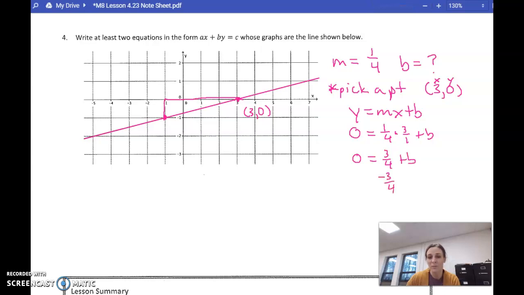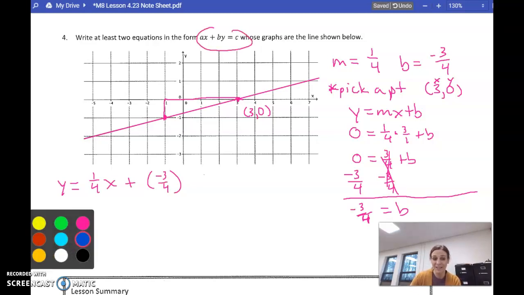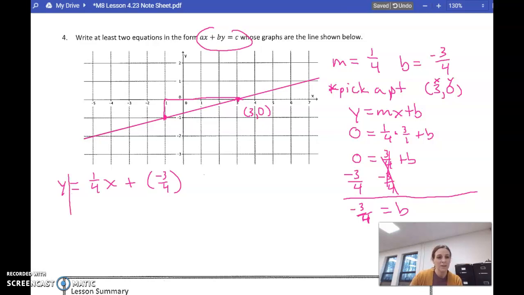And then I'm going to subtract 3/4 from each side. Don't panic because you have a 0 there. That's just 0 minus 3/4. That's a negative 3/4. Equals, that's 0, b. So now I have an m, a slope, and a b, negative 3/4. Okay, so now we write our equation. y equals my m, which is 1/4 times x, plus my b, a negative 3/4. Okay, but that's not in standard form. So let's now put it in standard form.